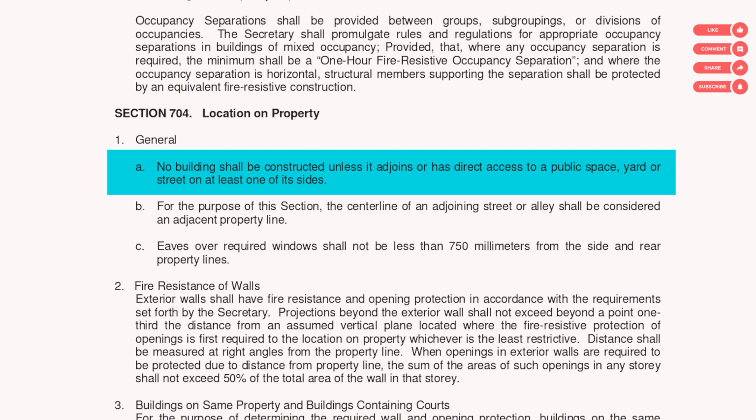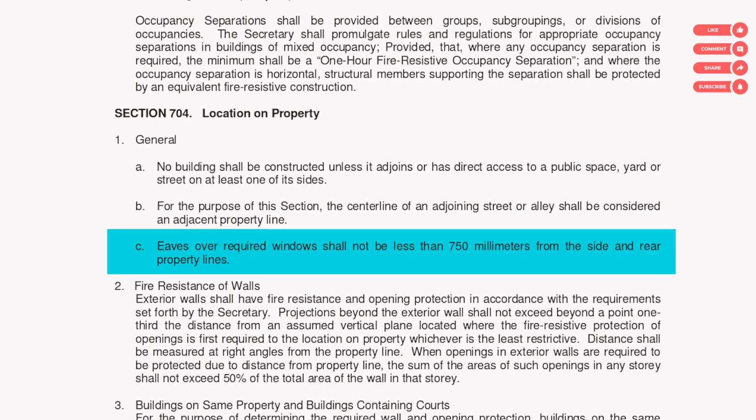Yung daan na yun dapat sa iyo. Hindi ka dadaan sa property ng iba. Dapat meron kang sarili mong daan. Okay? Kapag wala yan, then you can still own the property, but you cannot construct a building on it. Because the building code requires meron kang sariling right of way. What would most likely happen is you would have to purchase from your neighbor in front of you a small portion of their property para maging daanan mo. That's what's probably going to happen. But yeah, that's the requirement.